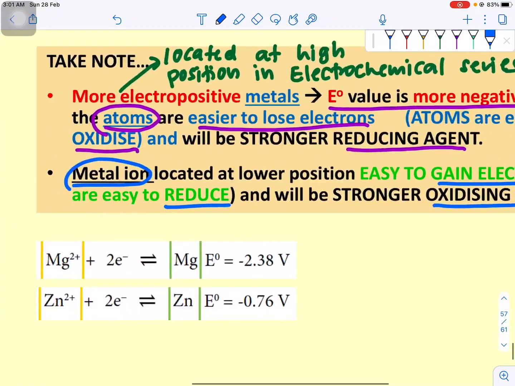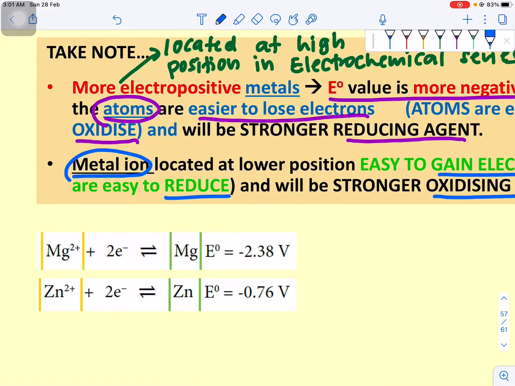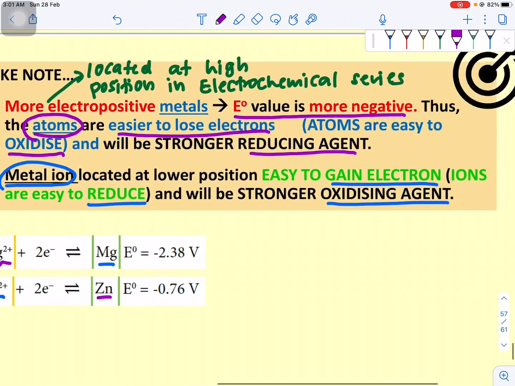Okay. So, if we have these E node values, we have Mg2+ + 2e- turns to Mg, which is a reversible equation, and the E node value is negative 2.38, and Zn2+ + 2e- turns to Zn, and its E node is negative 0.76. The question is, who will kick out whom? Will magnesium displace zinc ion, or will zinc metal displace magnesium ion? So that is how it is. So how do we know?